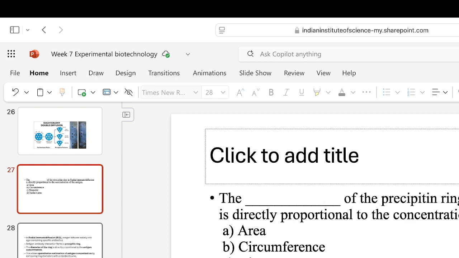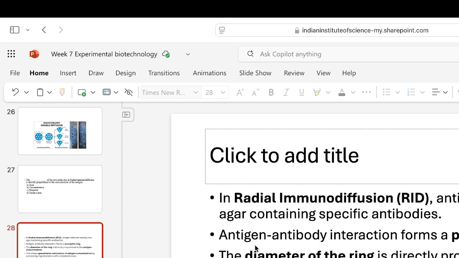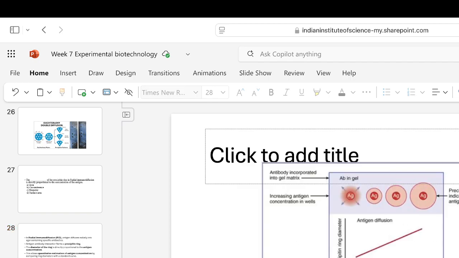Okay, first we look at what this method called radial immunodiffusion is. Here again your antigen diffuses into agar containing the specific antibody, and this interaction forms this precipitin ring. Now let's say we do a standard curve with this for specific concentrations of antigen. What is the radius of the precipitin complex? With that we'll know for what concentration of antigen what will be the ring diameter.